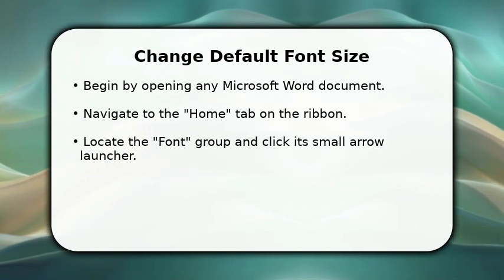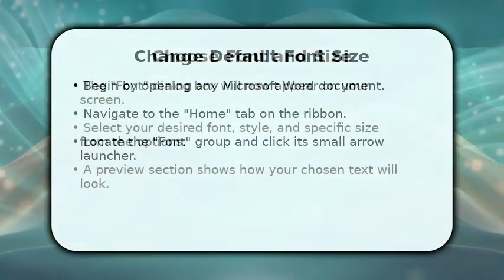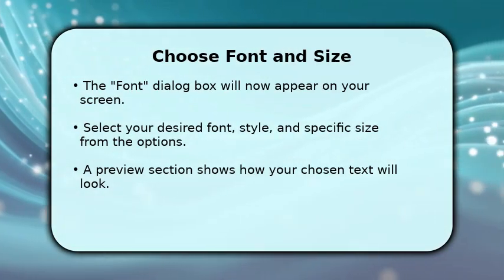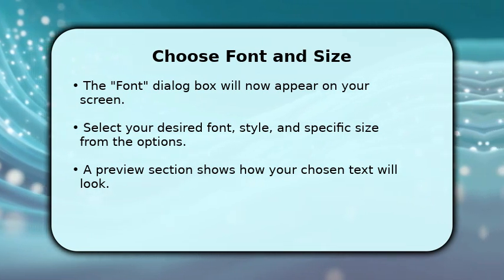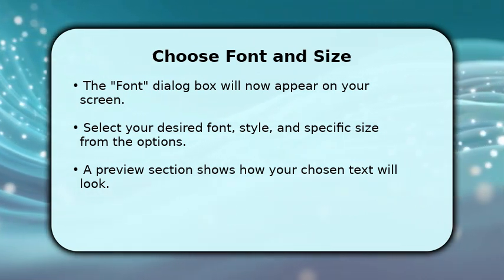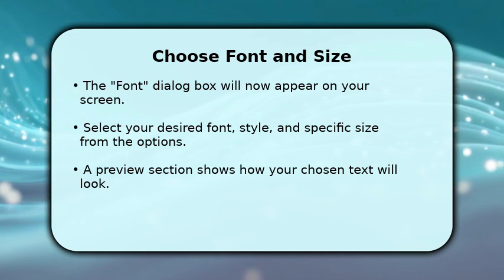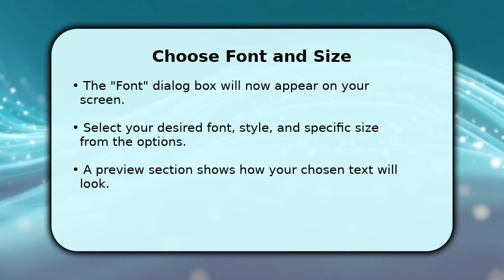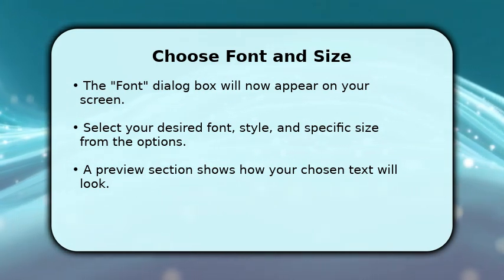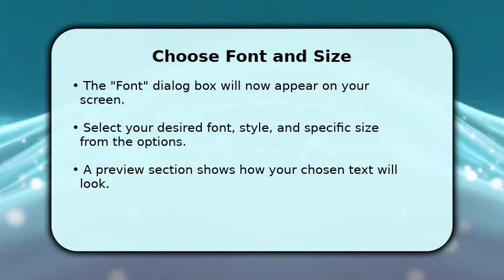Let's get started by opening any Word document and finding the font settings. Once the font dialog box opens, you'll see various options to customize your text. Here, you can choose your preferred font, like Times New Roman or Arial, and set a comfortable size, perhaps 12 or 14 points. Take a moment to explore the styles too, such as bold or italic. The preview window helps visualize your selections before confirming.